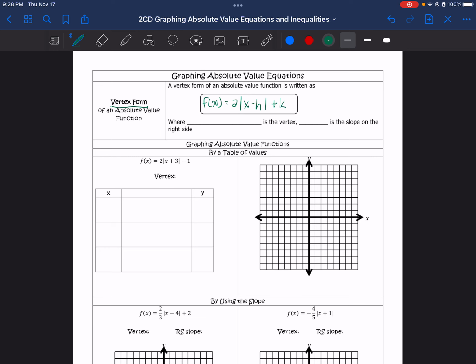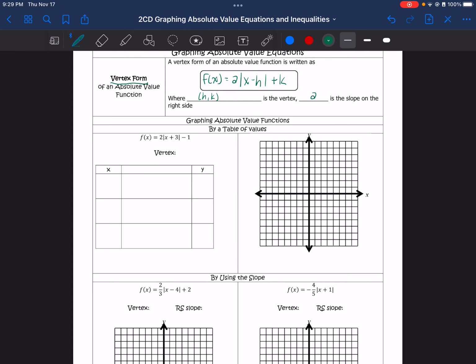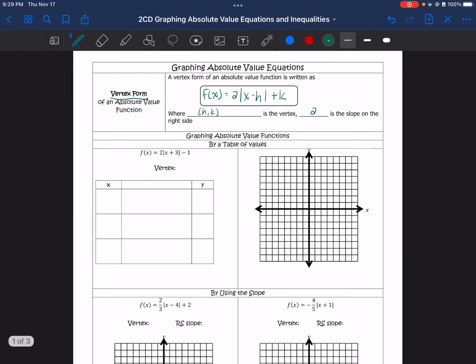So our vertex form here is our general formula for our absolute value, where h and k is the vertex of my graph and a is the slope of the right side. So let's look at an example.